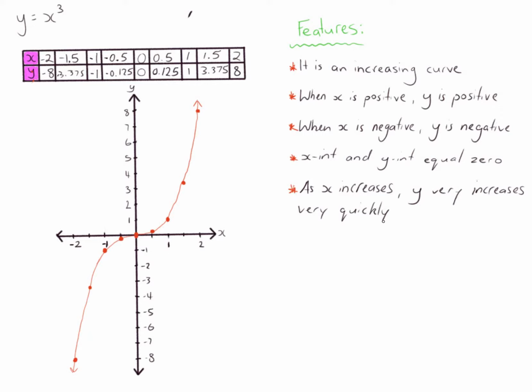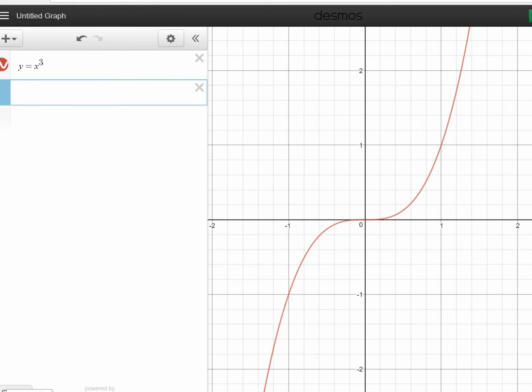Okay, so there's some key features of our cubic graph. We're now going to have a look at Desmos and see how the graph changes as we manipulate some of the variables. Beginning with our standard cube, y equals x cubed. Let's see what happens if we vary the coefficient at the front. So instead of 1x cubed, let's change it to 5x cubed.